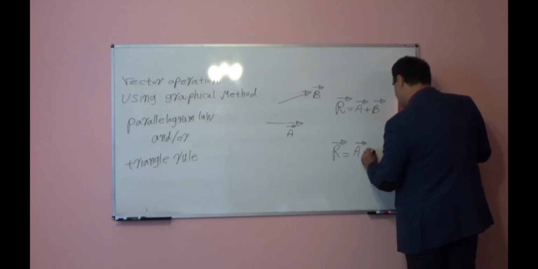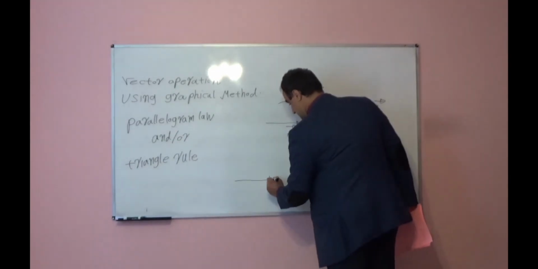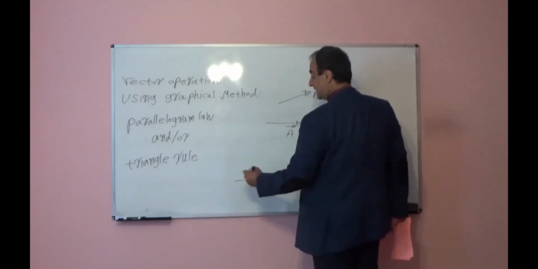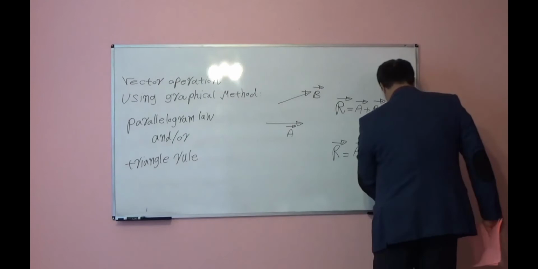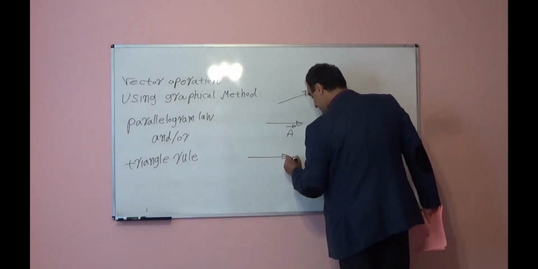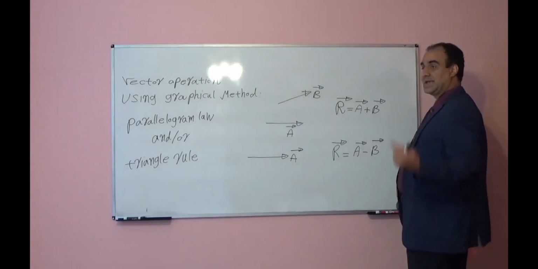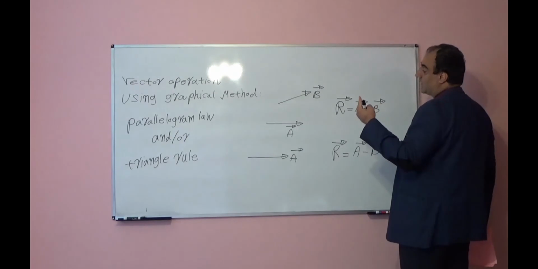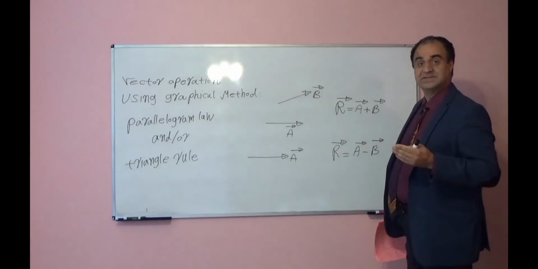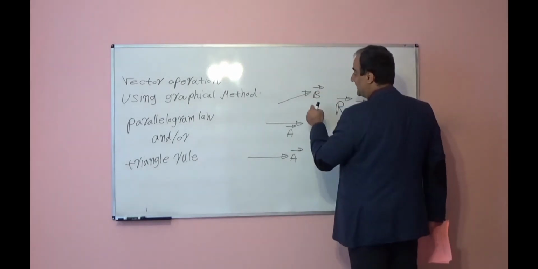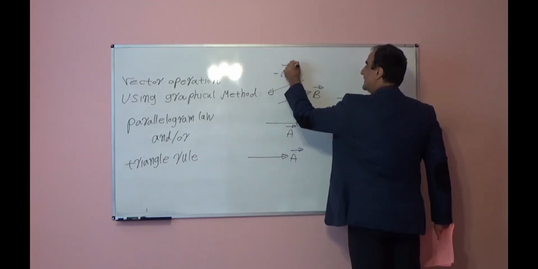A minus B. Again, first you will draw one vector, same as vector A. Then you will multiply vector B by the scalar -1. If you multiply this vector by the scalar -1, the length of the vector will be the same, but the sense of the vector direction will be inverse. So this will be negative vector B.